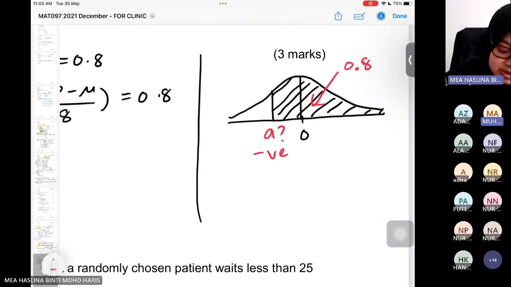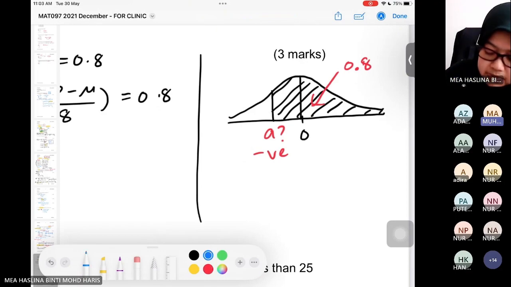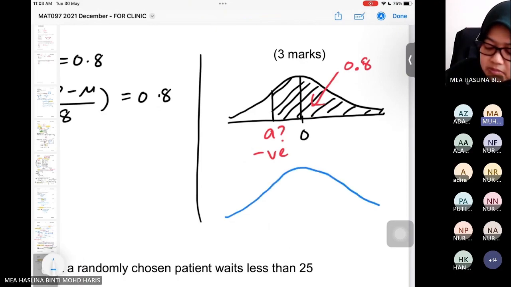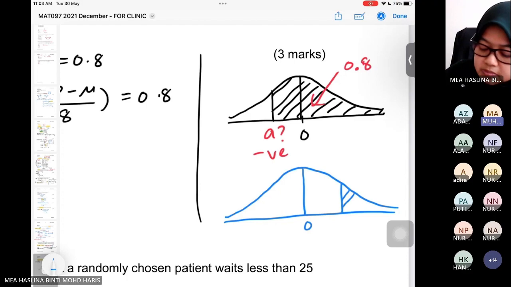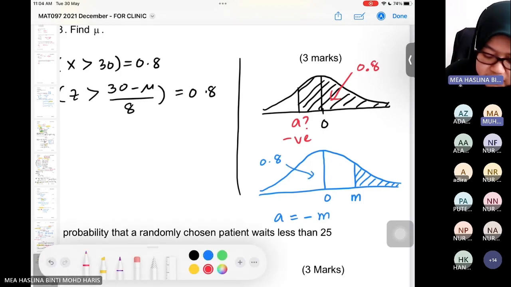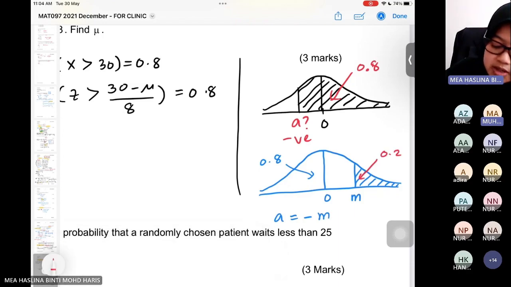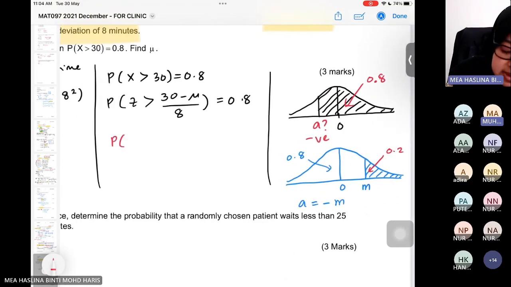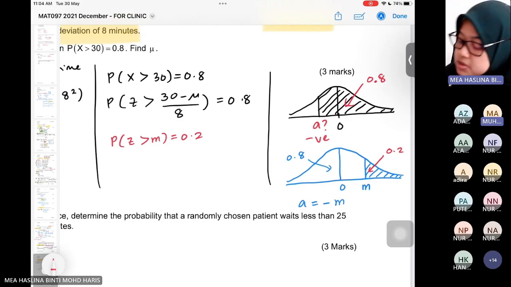So you can use the symmetrical property. Okay, so the symmetrical property we have, let's say that's M. So you can see that A should be equal to the negative of M. So when here is 0.8, the complement of that should be 0.2. So you are looking for the probability of Z greater than M equal to 0.2.